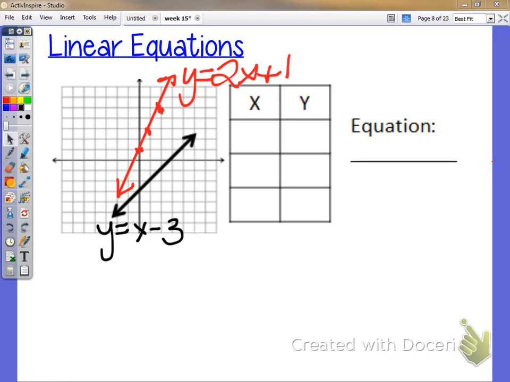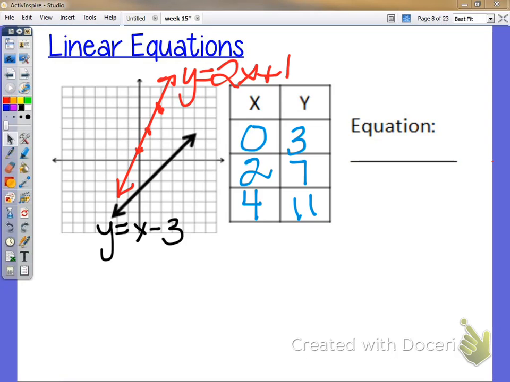Okay, last one. What if I gave you the points? Could you find the equation and could you graph it? So let's just change it up a little bit. What if you had 0, 2, 4 as your x? And then they told you your y was 3, 7, 11. Okay, could we plot those? Yes, that would be really easy. Could we do that first? Yeah, everybody plot these points.